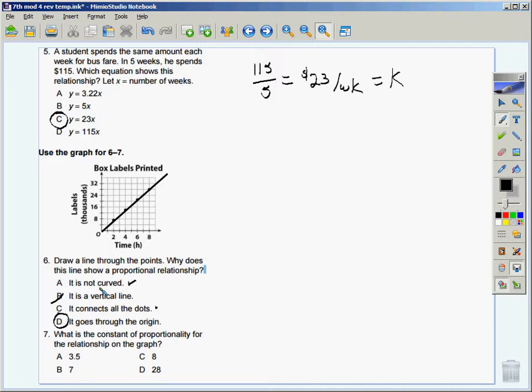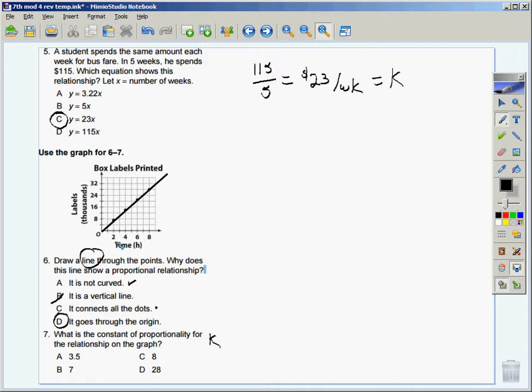It's not curved. Does not necessarily mean that it's proportional. It connects all the dots. Does not mean that it's necessarily proportional. But when they're talking about a line, it does have to go through that origin. What is the constant of proportionality for this relationship? In other words, what's k?